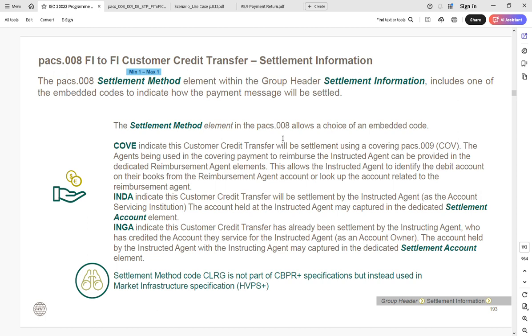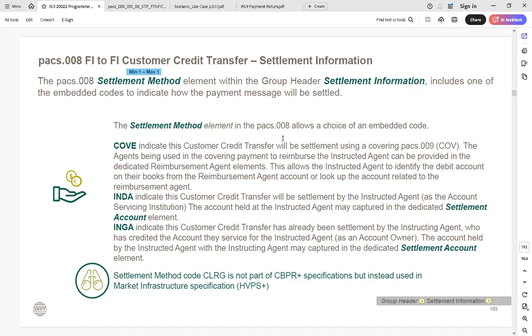So what it says: the settlement method element within the group header, that is settlement information, includes one of the embedded codes to indicate how the payment message will be settled, who will settle the message, and how the message will be settled. There are three methods; the fourth one we are not using, that is clearing. So there are a total of three methods for settlement of a payment.